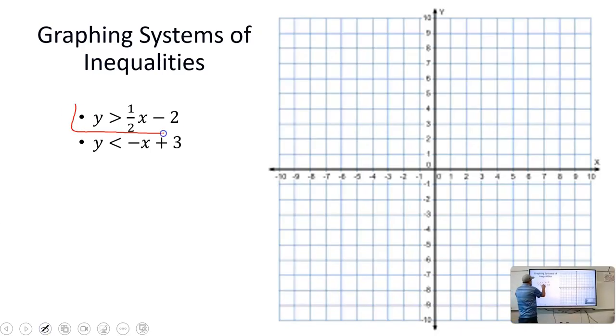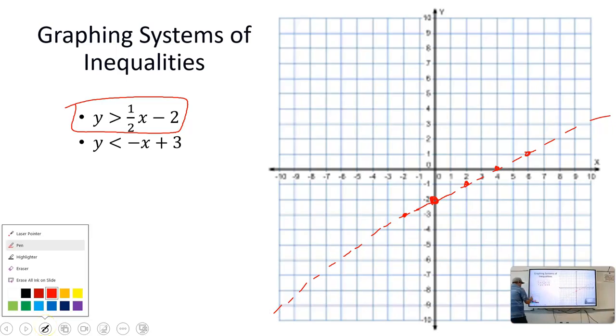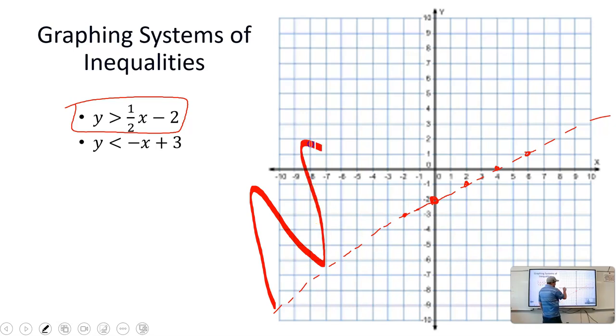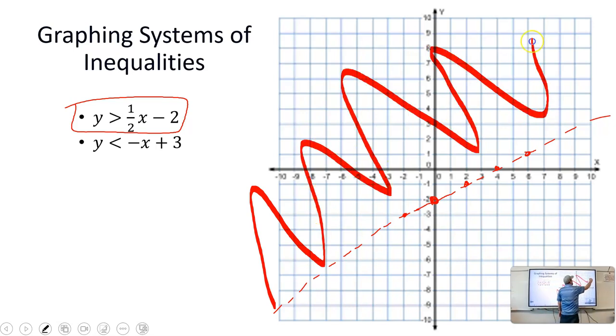All right, focus on this one. So y-intercept at -2, and the slope of 1/2. So up 1, right 2, up 1, right 2, up 1, right 2. And it is a dashed line. All right, where is it shaded? It says greater than, so it would be anything up here, anything bigger or above that line.